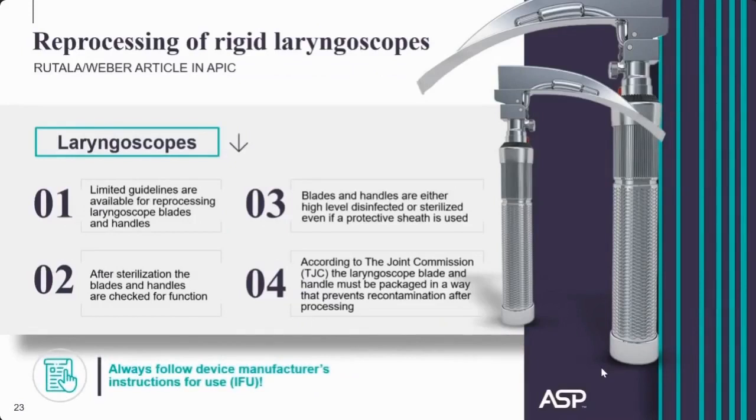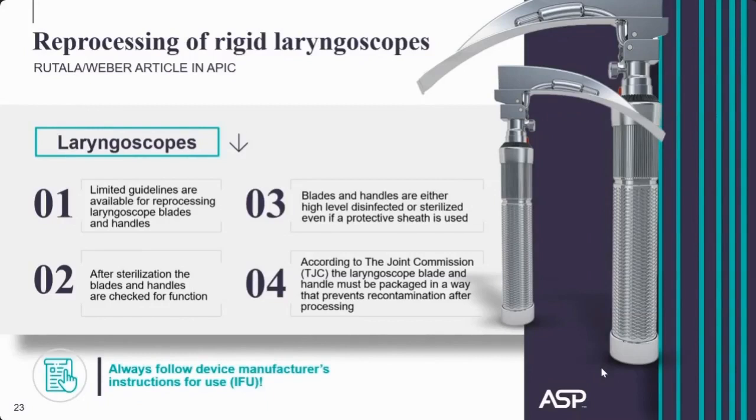According to Ritala and Weber, most infections associated with reprocessing of medical or surgical instruments involve high-level disinfection of semi-critical devices. Going back to Spalding's classification, is it time to change it? I'd love to hear your thoughts in the chat room.